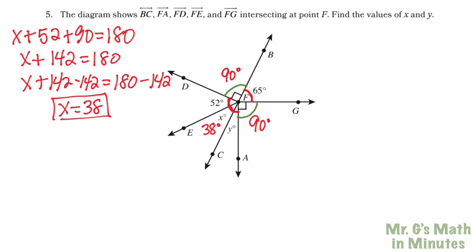Now, because of those vertical angles, I can go ahead and figure out what y is by taking these three angles right here: 52, now I know that x is equal to 38, and the y, and put it equal to its opposite angle up here, 65. So that's going to be 52 plus 38 plus y is equal to 65. I always like to put my variables first. So then I'm going to add 52 plus 38, and that's going to give me 90.